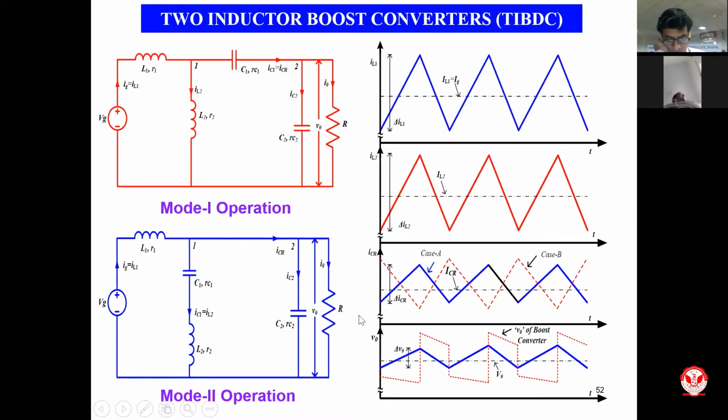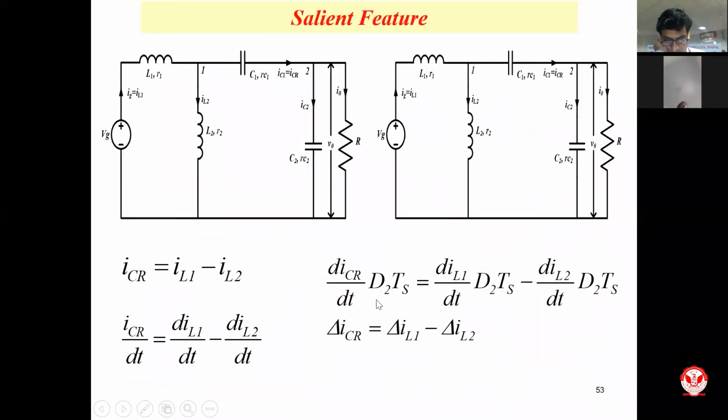Further, this has some interesting features as well. So what you can see is, if you see the equivalent circuit for both the inductors, for both the modes of operation, you see that in both the cases, if you apply Kirchhoff's current law at this junction or at this node, you will see that the inductor current is getting divided into two. So you can write that ICR, we are interested in the current which flows towards the load mainly, depends on IL1 and IL2.